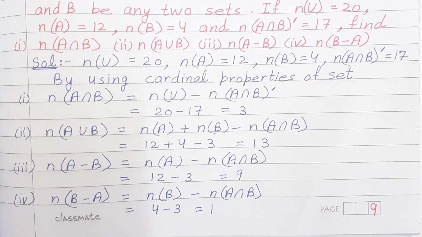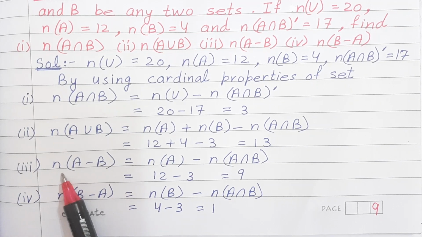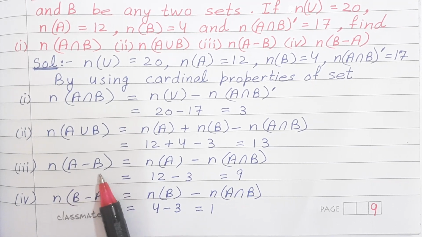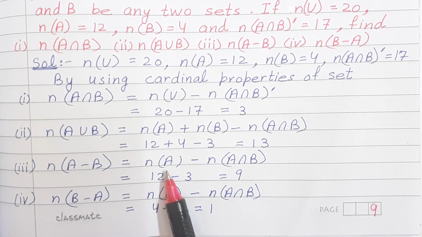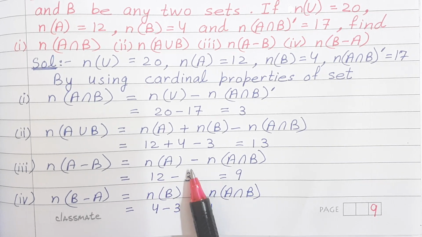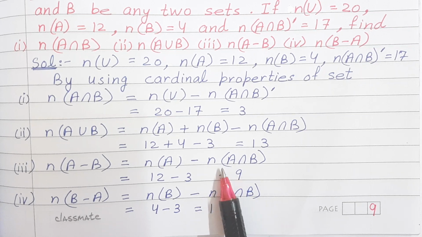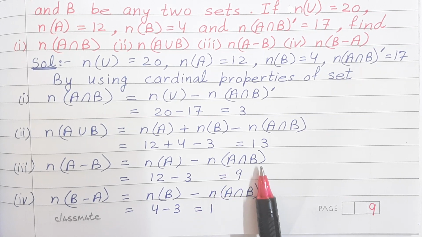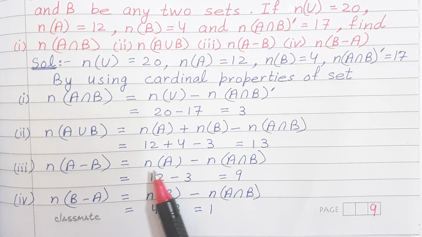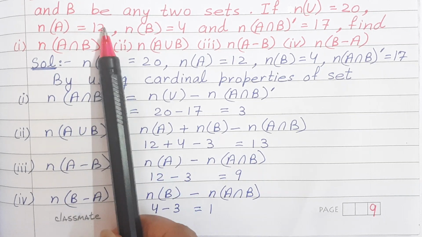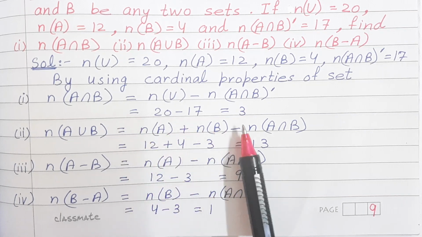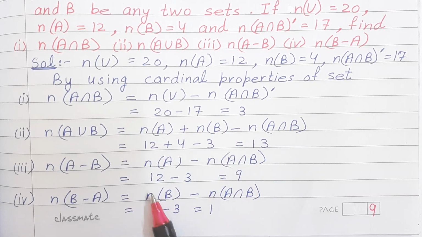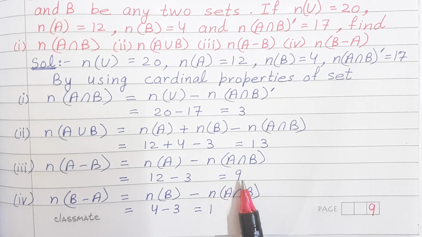Now see the third part: the number of elements in A minus B. That is the number of elements in A minus the number of elements in A intersection B. Here the number of elements in A is already given, that is 12, and the intersection we have calculated in the first part, that is 3. So 12 minus 3, the answer is 9.